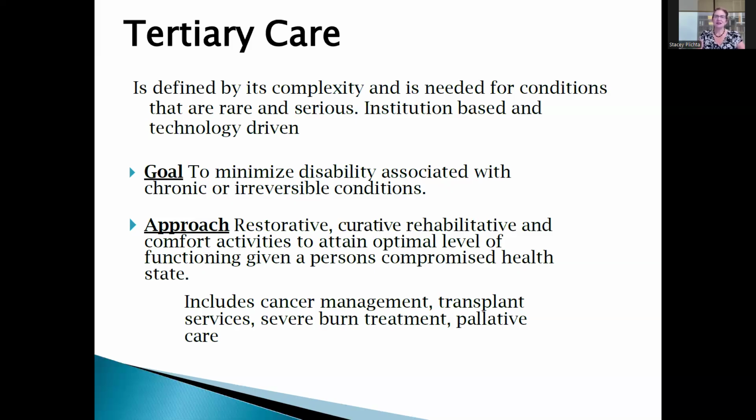So the idea is to try to restore a level of health to folks, to try to cure them, and perhaps simply comfort activities if restoration and cure is not possible. In any case, the goal is to attain an optimal level of functioning given someone's compromised health state. So this can include things like cancer management, transplant services, severe burn treatment, palliative care, hospice care, and so on.